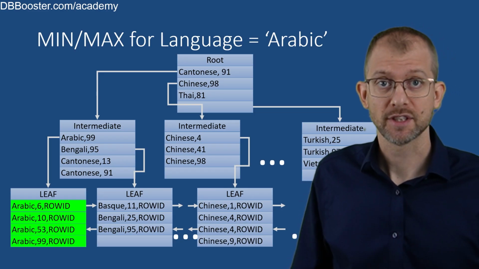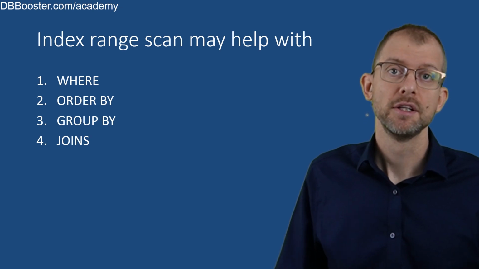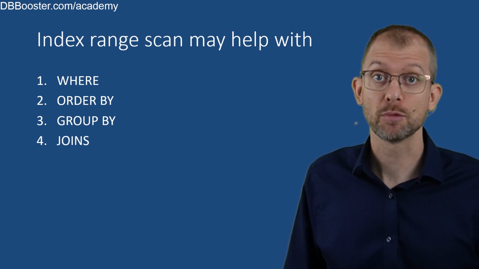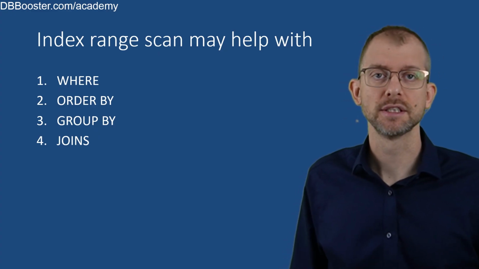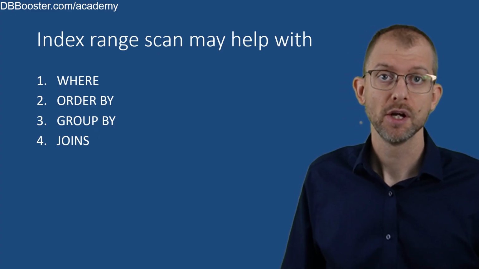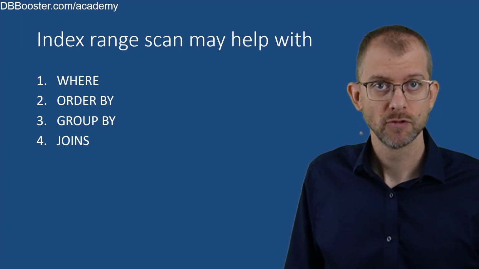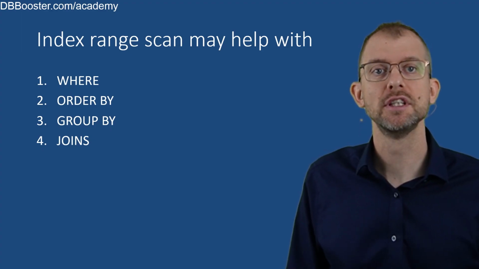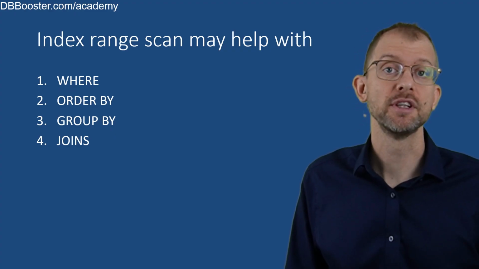The index range scan is the basic index access path and the one you will use most during performance tuning. It can help with filtering, sorting, aggregation, and joins. Important point: to use a range scan, your filter must use the leading columns of the index. We call this the index prefix.